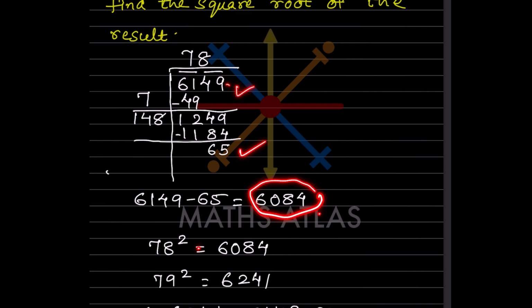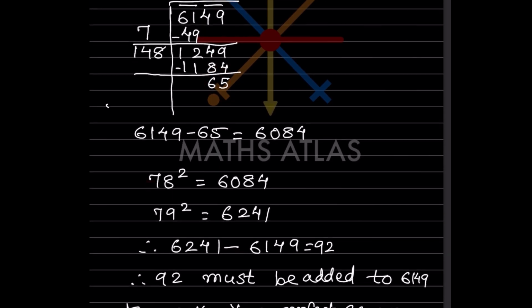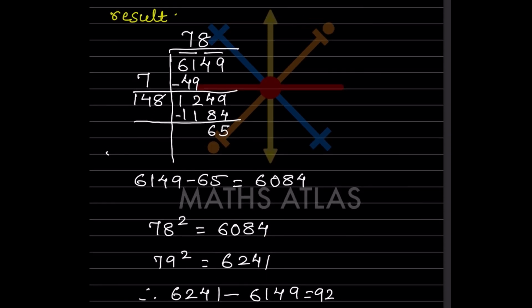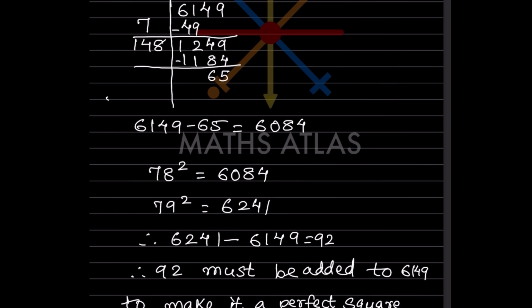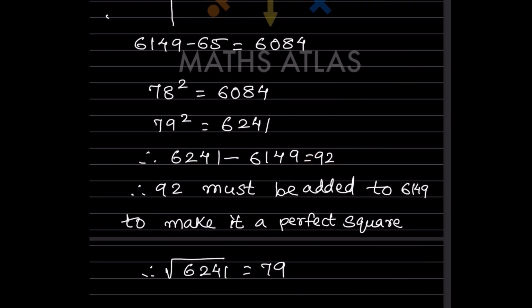So what will you write here? 6084 is the perfect square of 78. So 78 square is 6084. Now, since there is a remainder, we want the next perfect square. So 79 square will be 6241. Now what will you do? 6241 minus 6149 is 92. So we can say 92 must be added to 6149 to make it a perfect square.